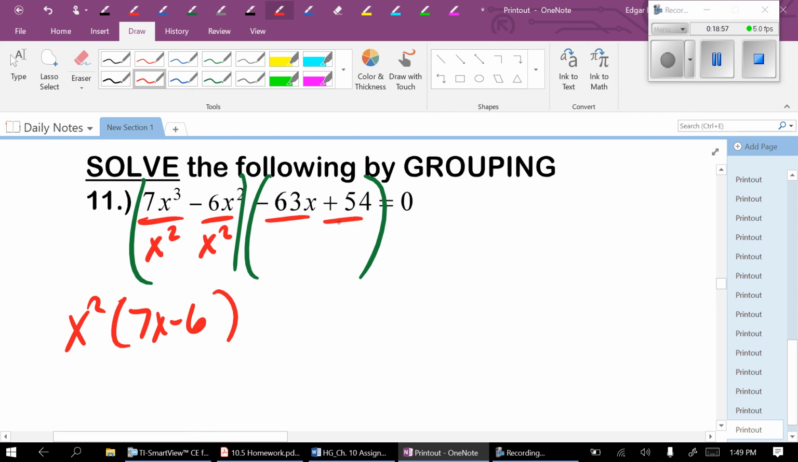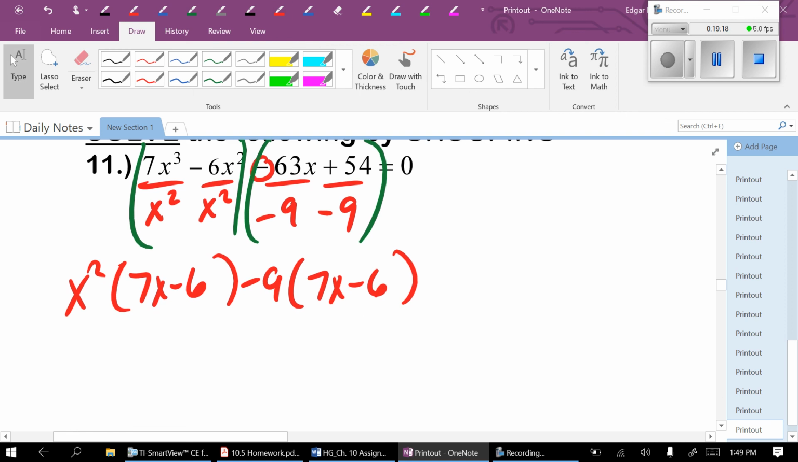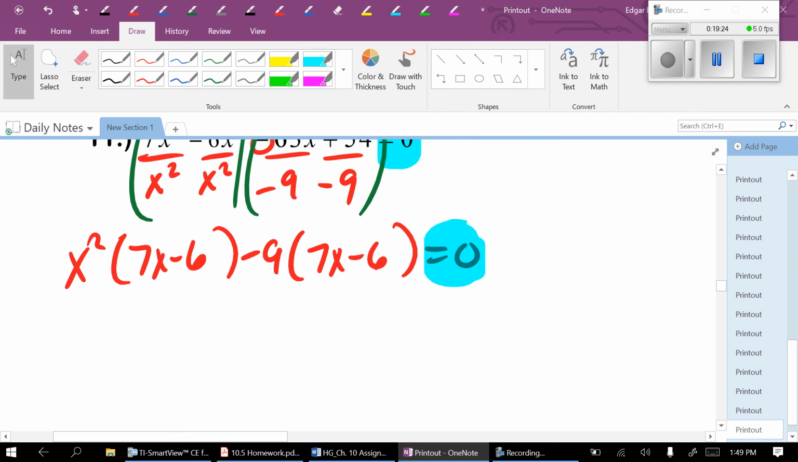On the second set of terms here, I got 9 in common, but be specific here, a negative 9 because of that negative leading coefficient. So I'm going to take out a negative 9, and I'm going to be left with 7x minus 6. All right. Now, don't forget that this is all set equal to 0. Do not forget this, guys. You need to keep track of that because you're going to need it towards the end.